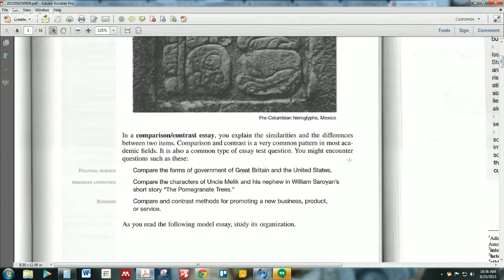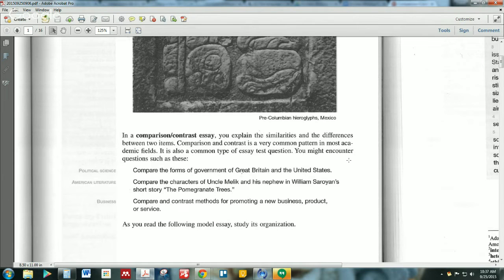So in comparison contrast essays, you explain the similarities and differences between two items. So clearly you're comparing and contrasting two items, or maybe more than two items. But if you keep it to 2 or 3, then it's more simple. So you might encounter questions such as these on an essay test.